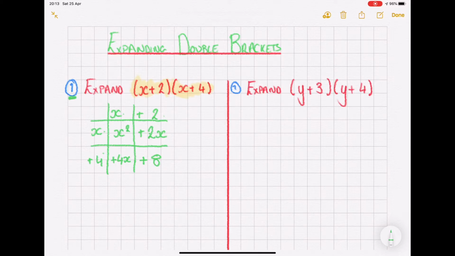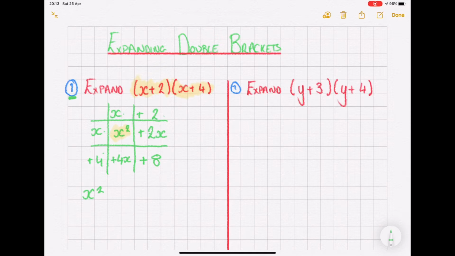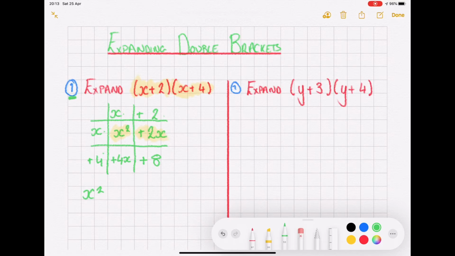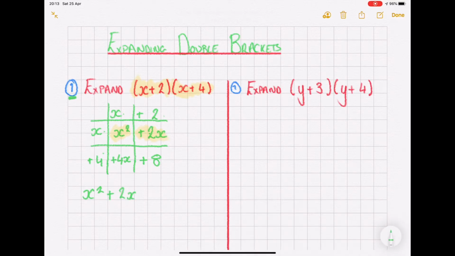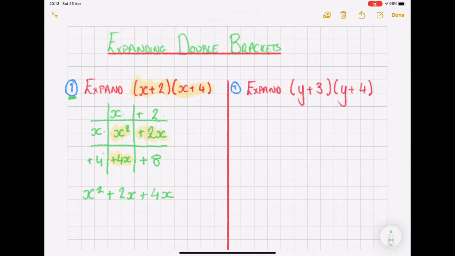Now what I'm going to do is I'm going to rewrite everything that I got in that box. So let's take the x squared. I'm going to put that there, x squared. Let's take the plus 2x, and I'm going to write plus 2x. Let's take the plus 4x. I'm going to take plus 4x. I'm going to take the plus 8. I'm going to write plus 8 there on the end. So all I've done is I've taken all the numbers from outside the grid and popped them into a line.